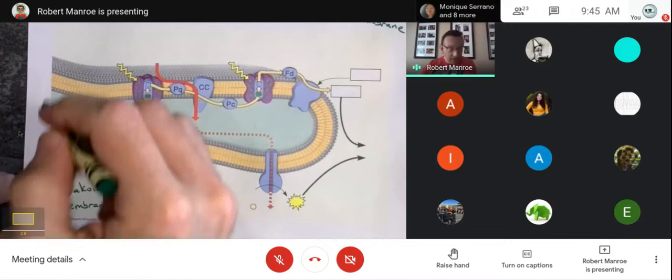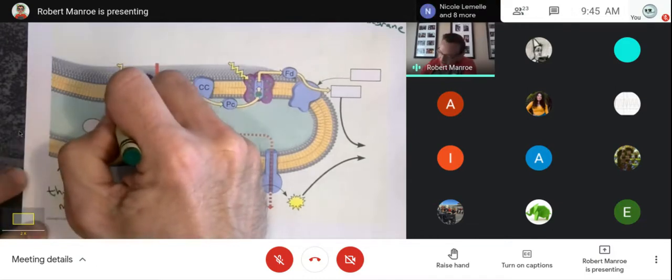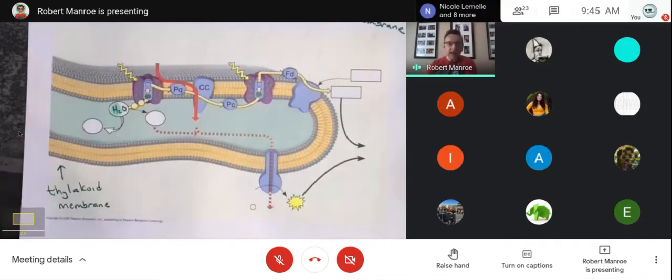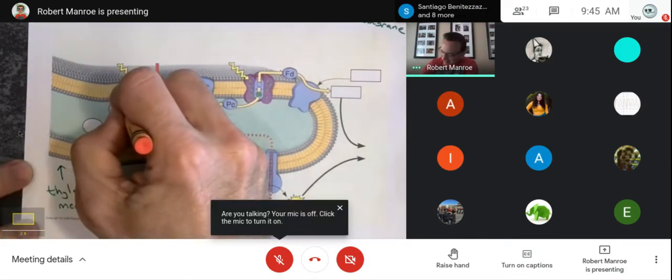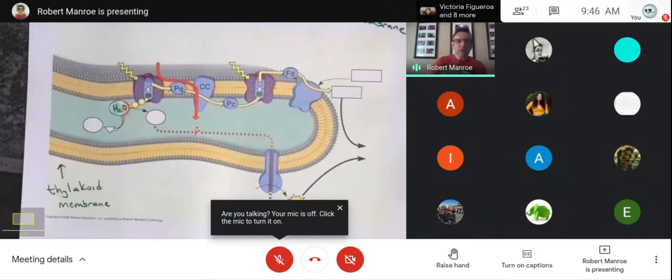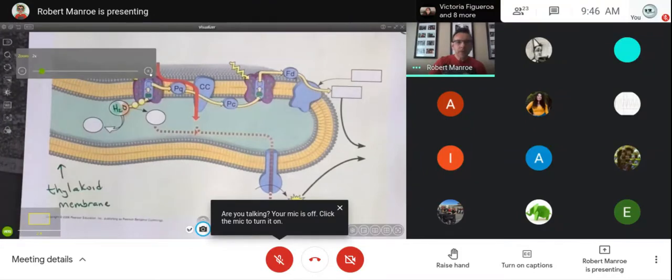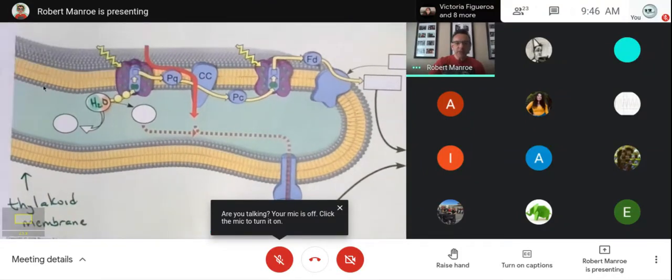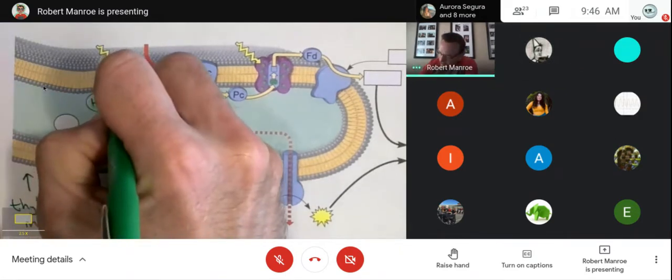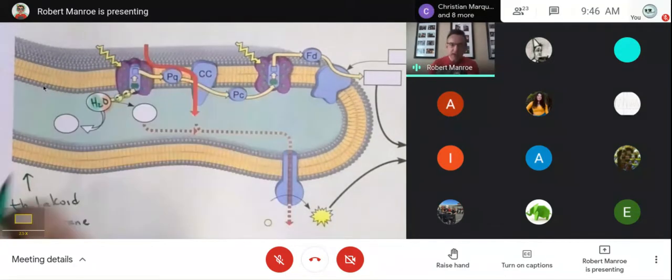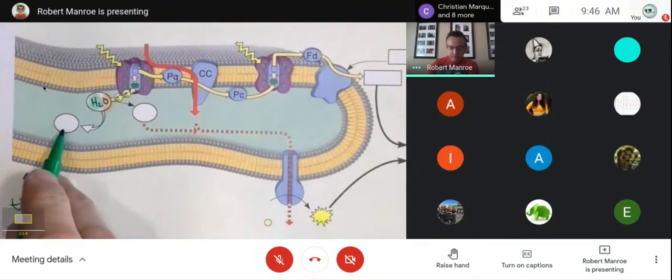H2O, green for hydrogen. Can't make a mistake with crayon, because trying to white out crayon is really hard. All right, so there's my water. The water is then ripped apart, okay? The water is ripped apart into what? Low energy electrons. Low energy electrons here. So there's your low energy electrons. And then what leaves here?